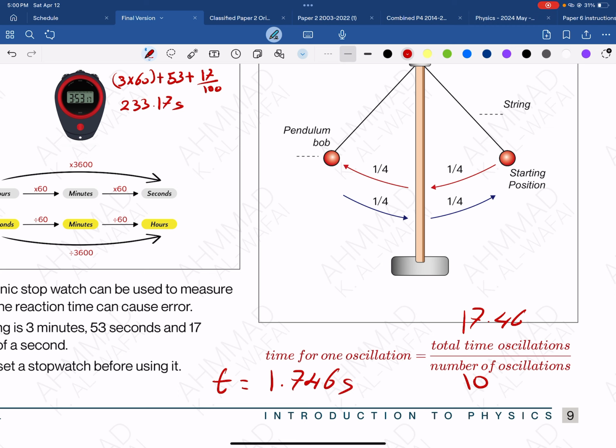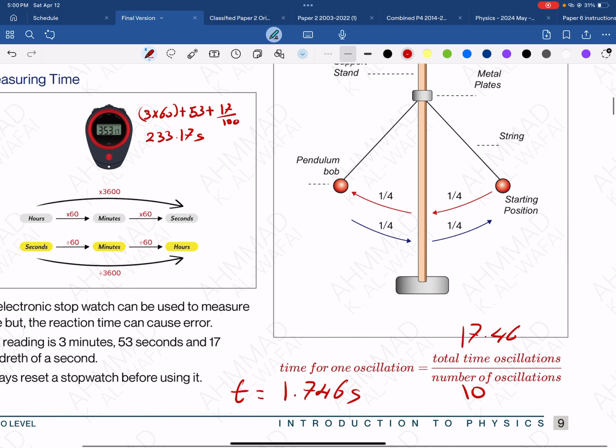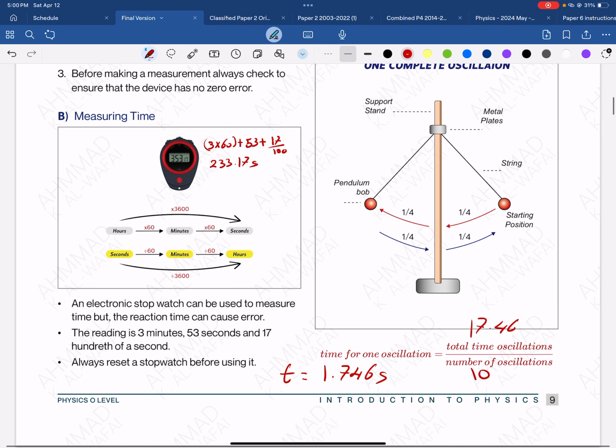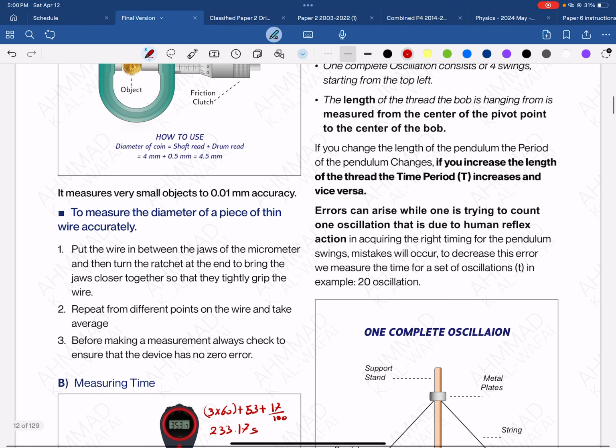When you do this, you decrease the human error and human reaction time, because it's really hard to start the stopwatch and start the pendulum by yourself in a lab. It's not feasible. Also, when you're counting the oscillations, you don't count a lot of oscillations, you count about 20, because if you do that, you might lose count, or if you count more, the pendulum might stop. It's going to lose its energy.